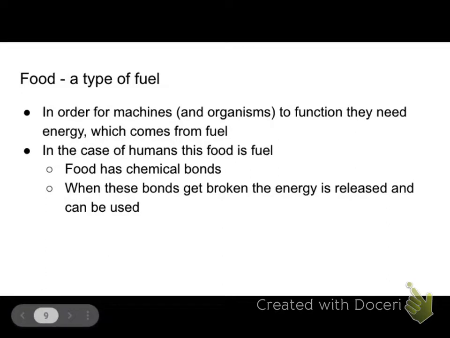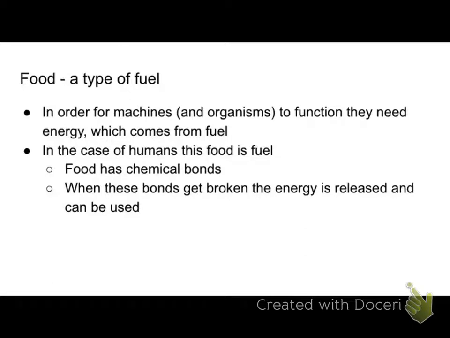All right, now let's talk about food, because that's what this chapter is going to be about, okay? We're going to be discussing food as a type of fuel. So in order to run a machine, you have to put energy into that machine, right? You wouldn't expect your truck to run if you didn't put gas in it. Well, the same thing is true of humans and all other organisms, but in the case of humans, our fuel is the food that we consume.